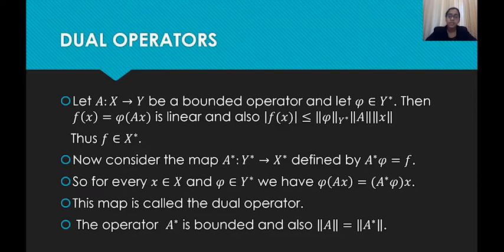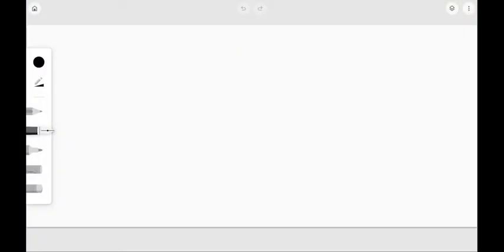Okay, this operator is clearly bounded, and also we'll be able to prove that norm of A is equal to norm of A star. So let's see how we can prove the last point, that is norm of A is equal to norm of A star. Now let's see what norm of A will be.